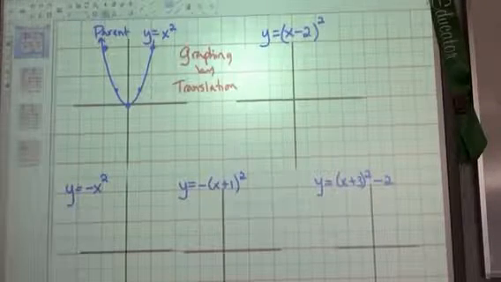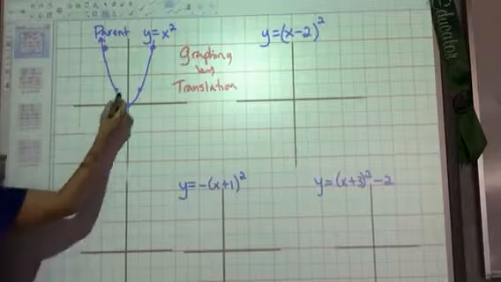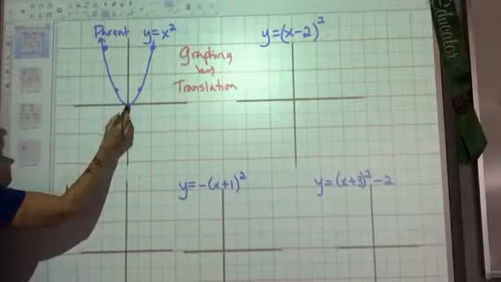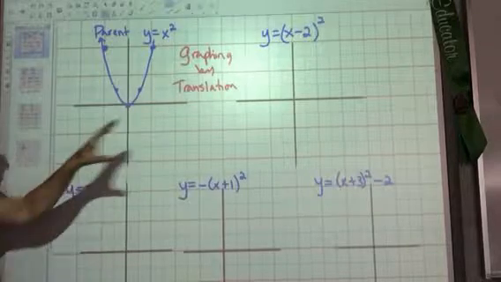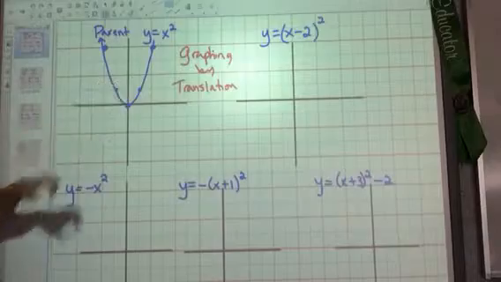Okay, this is graphing by translation. So when you're doing this, each time you have a parent graph. This parent graph is y equals x squared. It's a parabola, and its vertex is at 0, 0. So any of these other children of that graph will have this same basic shape to them.